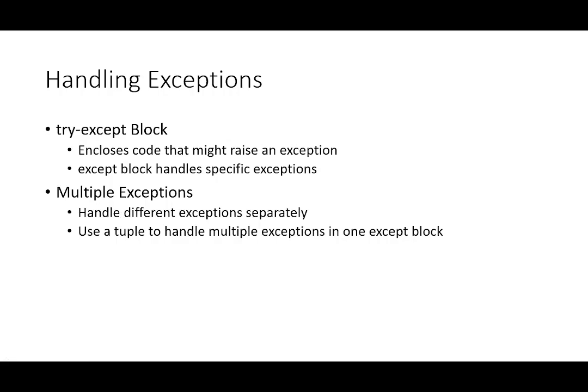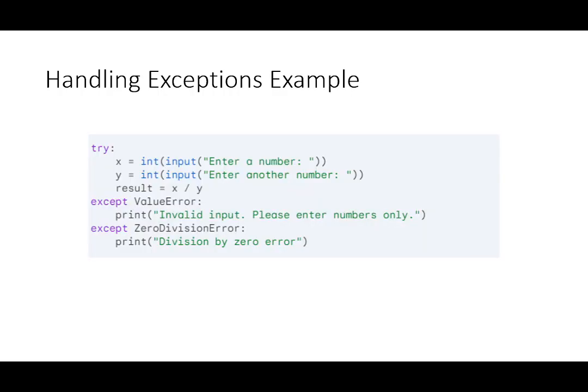When we handle exceptions, we're going to use a try except block or try except finally, and it encloses the code that might raise an exception. The except block handles that specific exception. You can either list them out by individual types, like ZeroDivisionError, or you can use the generic Exception as well. You can handle multiple different exception types with different processes to make sure that these things don't raise. And you can use a tuple to handle multiple exceptions in one except block.